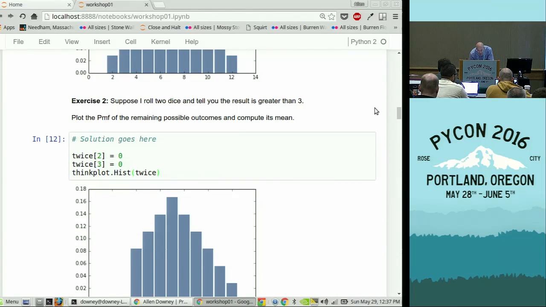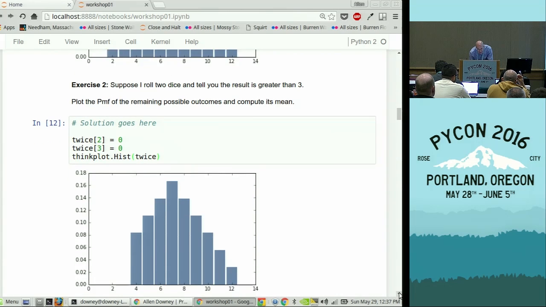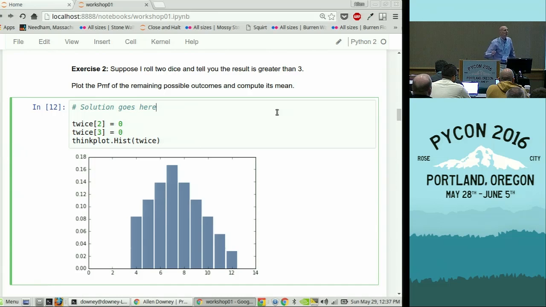All right, and I also want to show you a solution to the second part, although I want to warn you that this is not quite correct, because one of the things I want to ask you is, why is it not quite correct? Suppose that I have rolled 2 dice and you have not seen the outcome, and I tell you that it's not a 2 and it's not a 3, that the outcome is greater than 3. And I would like you to figure out the distribution of remaining possible outcomes. One way to do that is to set the probability associated with 2 to 0, set the probability associated with 3 to 0, and then plot the probability of the remaining outcomes. And that is very close to being correct, but not quite correct.